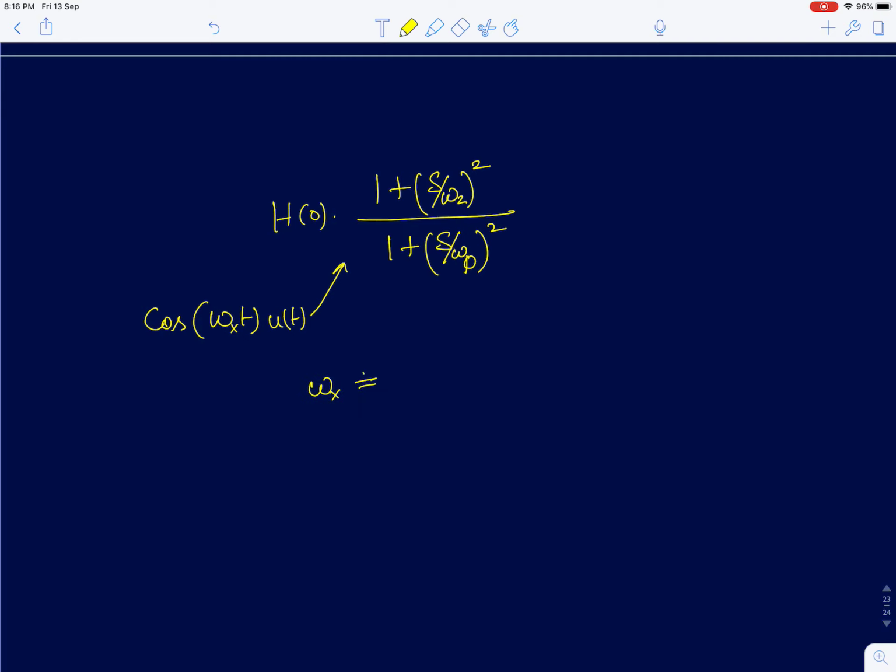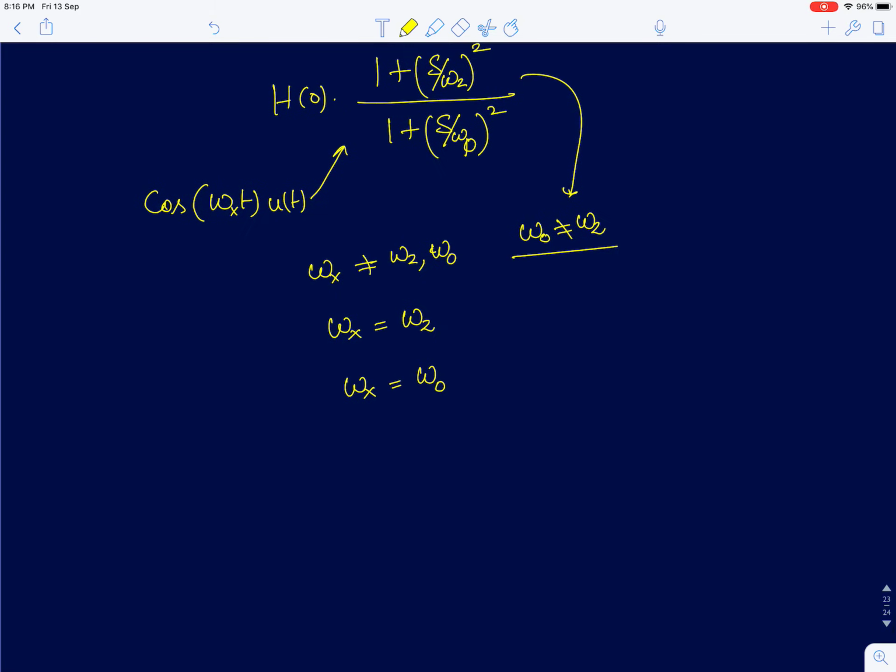One, omega x is not equal to both omega z and omega naught. The second possibility is when omega x equals omega z. The third possibility is when omega x equals omega naught. And obviously omega naught is not equal to omega z, because otherwise it's just a constant function. So we have three possible inputs which we can feed to the system.